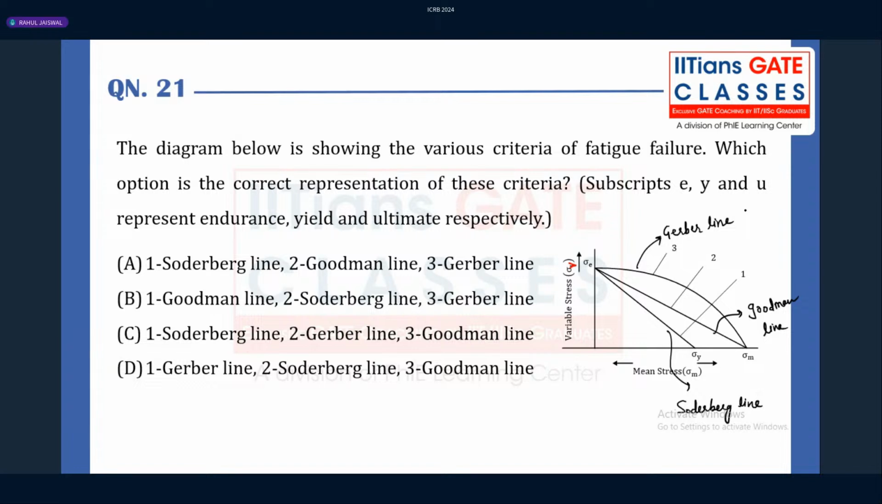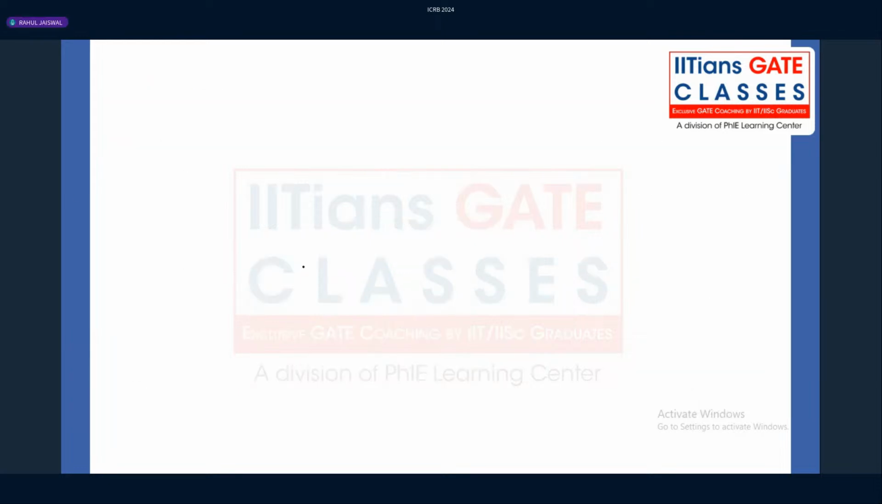It is for the Gerber line. So if you see, the first one is for the Soderberg, the second is basically for Goodman, and third is for the Gerber. So A should be correct, guys. Right. Now moving to the next question.